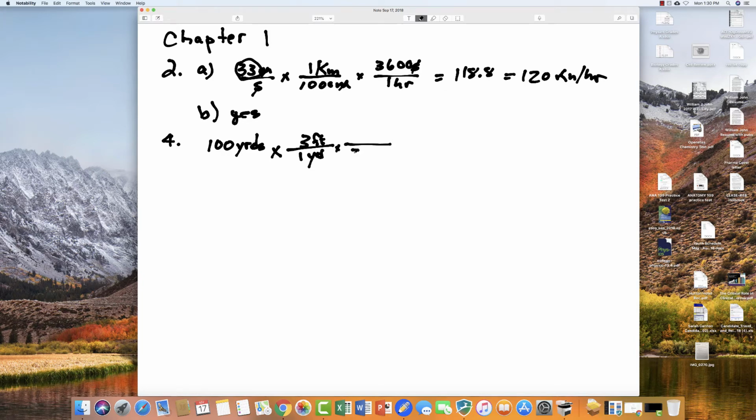and then there are 3.281 feet in a meter, and we cancel these out. We're left with the length of the field in meters. If you do the math here, it is 91.4355 meters. Now the initial length is given in 1 significant figure, 100 yards. So you can only have 1 significant figure in your answer, or 90 meters.